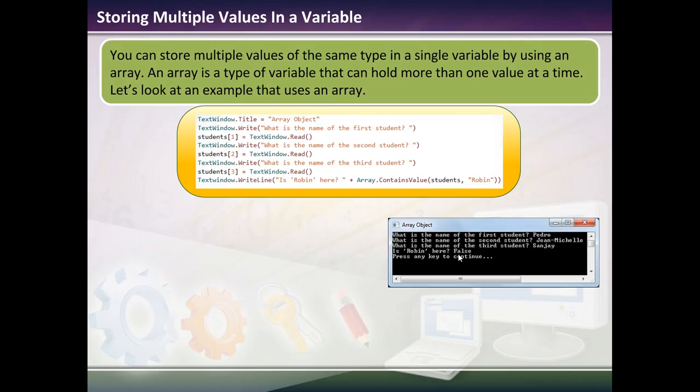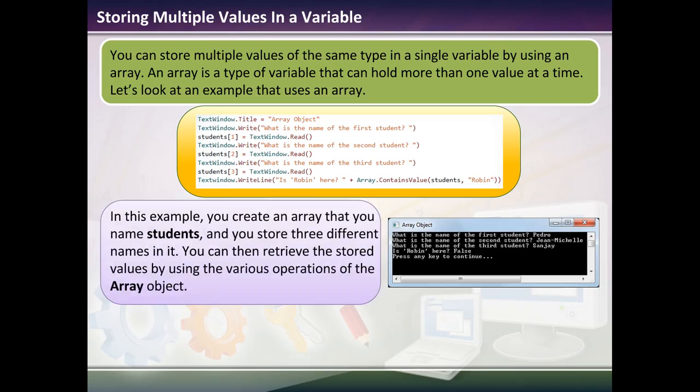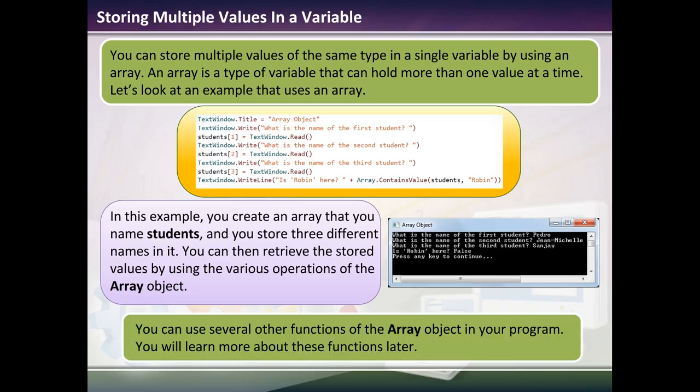So you could store multiple values of the same type in a single variable by using an array. An array is a type of variable that can hold more than one value at a time. In this example, you could create an array that you name students and you store 3 different names in it. You can then receive or retrieve the stored values by using various operations on the array object. You can use several other functions of the array object in your program. You'll learn more about these functions later.